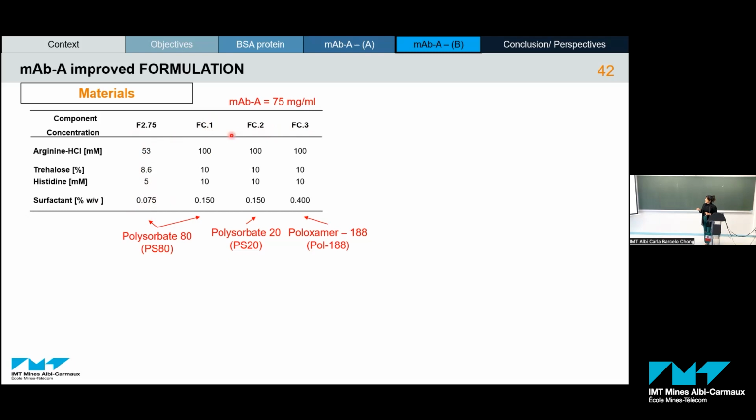We did a general increase on the excipient concentrations for arginine, trehalose, and histidine. And in this case, we also augmented the concentration of surfactant, corresponding to the molecular weights. And we used polysorbate 80, polysorbate 20, and poloxamer 188. We decided to use different surfactants because it proved to be the excipient that had the highest impact on the reduction of our aggregation. Therefore, we wanted to know if different surfactants will have the same effect at the same concentration, or if they can improve our reduction of aggregation.